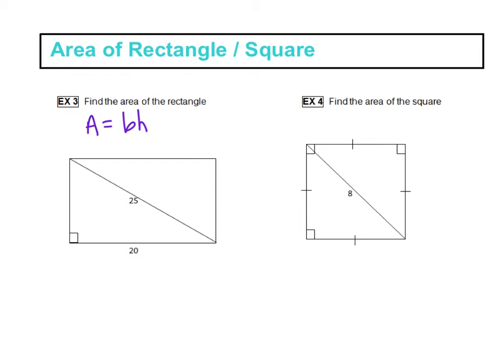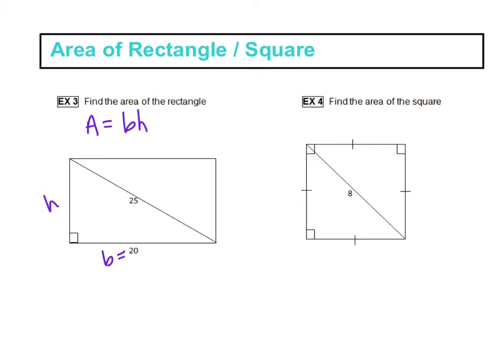Well, we have our base right here, so we know that our base is 20, but what we don't have is the height of our rectangle. Well, good thing they gave us this diagonal right there, because that gives us a right triangle. And anytime you have two sides of a right triangle, we have ways to find the third side. You can always use the Pythagorean Theorem. I'm a fan of triples because it saves me work.